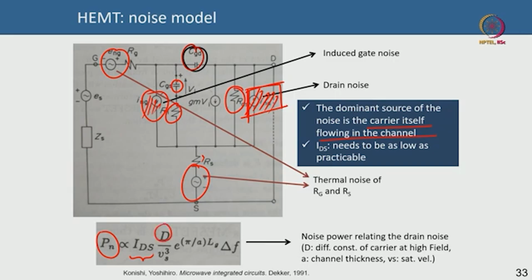D is the diffusion coefficient of the carrier, it depends on temperature. Vs is the saturation velocity, Lg is the gate length, delta F is the bandwidth over which you are considering this. So, this means that your noise power will reduce if you are operating the device at lower drain current, which is very different from a power HEMT. In a power HEMT you want the current to be very high so that you can get higher power output, but in a low noise amplifier you want to bias the device so as to get a lower drain current, which will enable you to get a lower noise power.